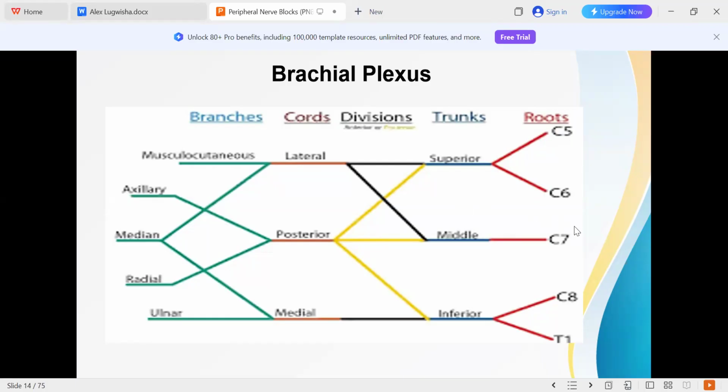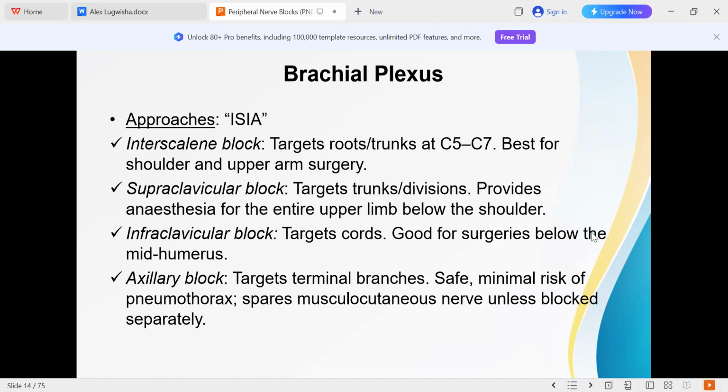Now there are different approaches for the brachial plexus block. We have four different approaches. The interscalene block targets the roots and the trunks, that is from C5 to C6, and is best suited for shoulder and upper arm surgery. The supraclavicular block targets the trunks and the divisions.